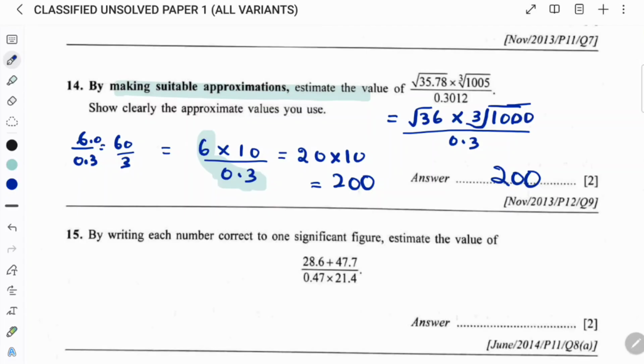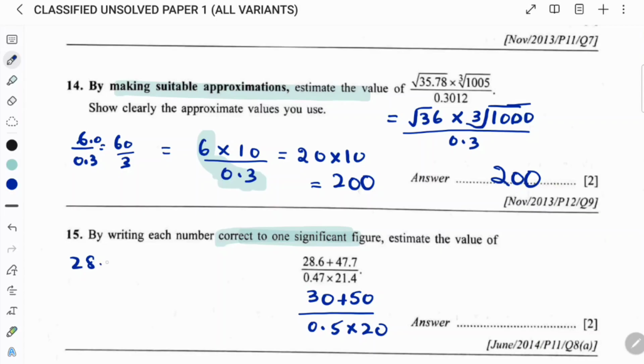Okay, the next part: by writing down each number correct to one significant figure, estimate the value. One significant figure. So 28.6, obviously 30 is the number, and 47.7 will become 50 to one significant figure, and 0.47 will become 0.5, only one significant figure, and 21.4 will become 20 in one significant figure.